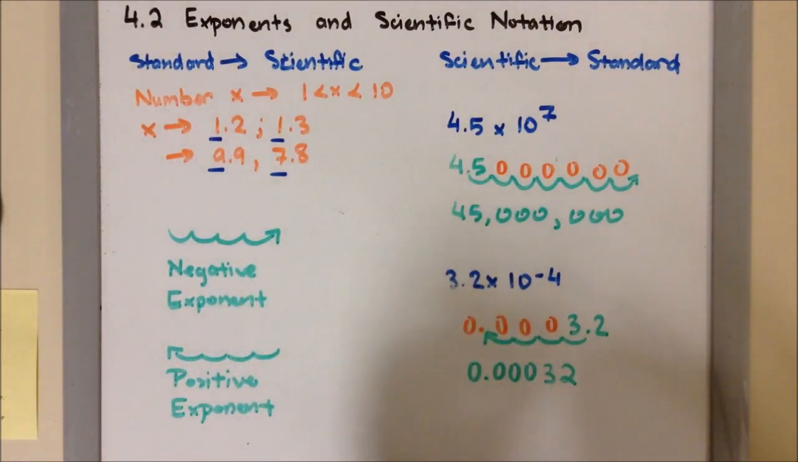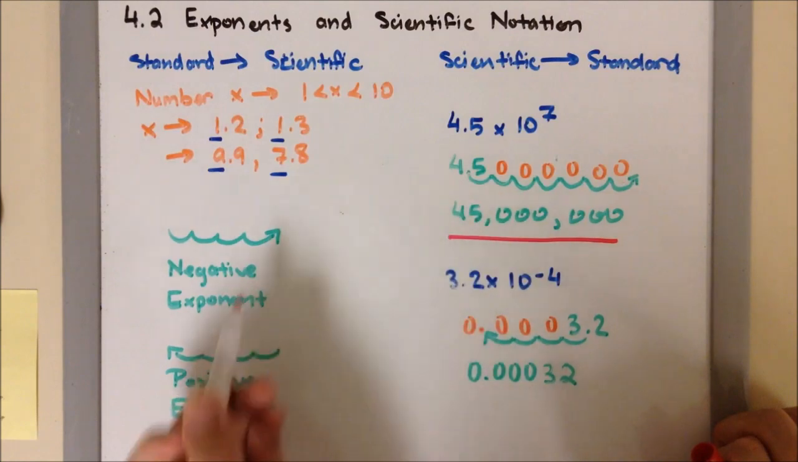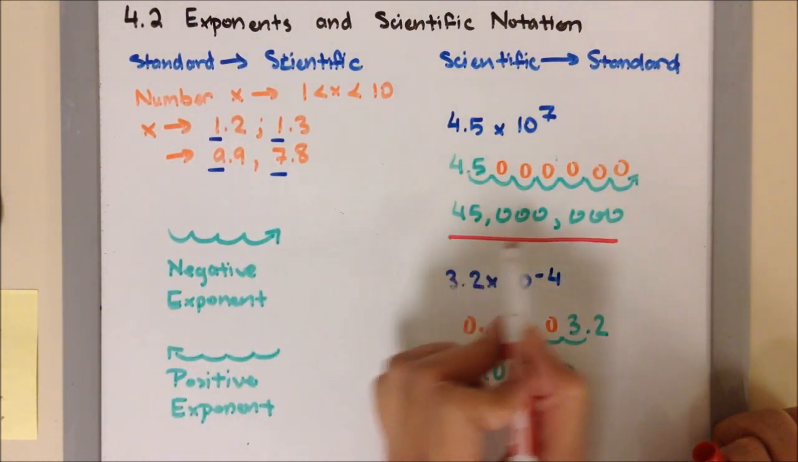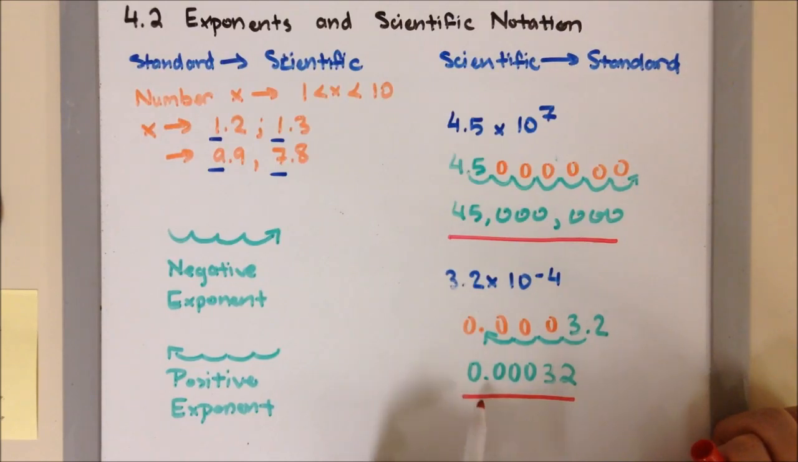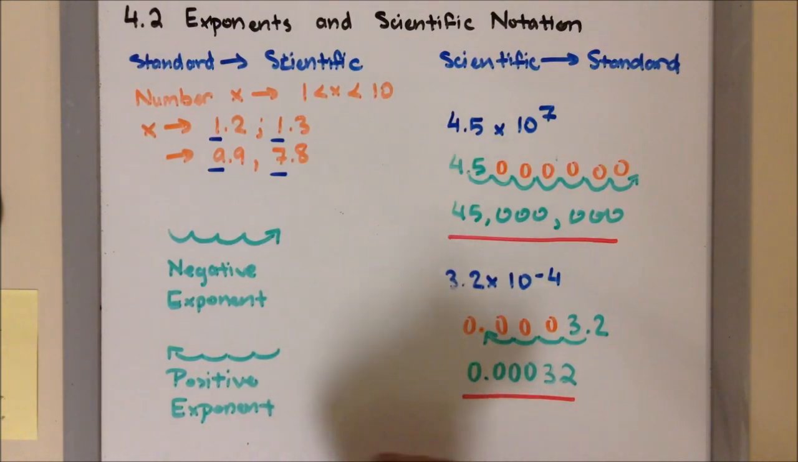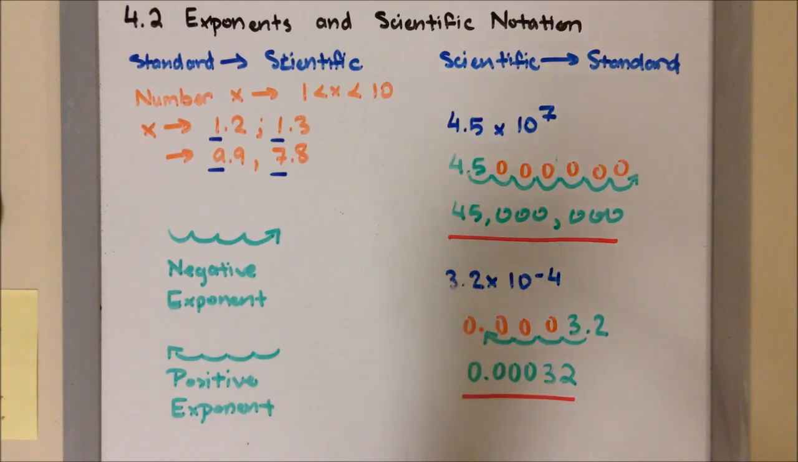So here's my standard number for example 1, and here's my standard number for example 2. So 45 million for example 1 and 0.00032 for example 2. Now, the reason I like to put 0 in front of the decimal is to help emphasize that it's a decimal number with a 0 in front.